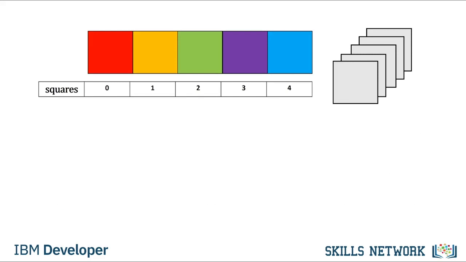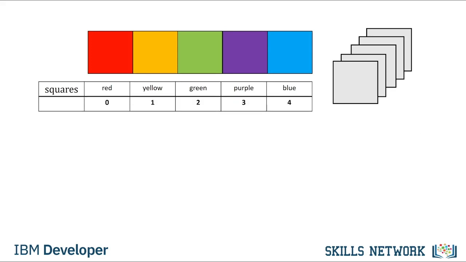If we are going to perform a similar task in Python, we cannot use actual squares. So let's use a list to represent the boxes. Each element in the list is a string representing the color. We want to change the name of the color in each element to white. Each element in the list has the following index.